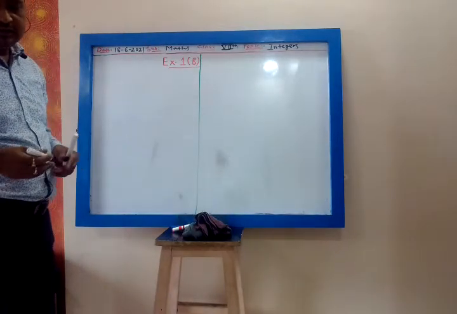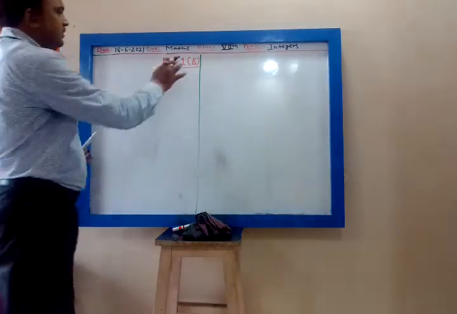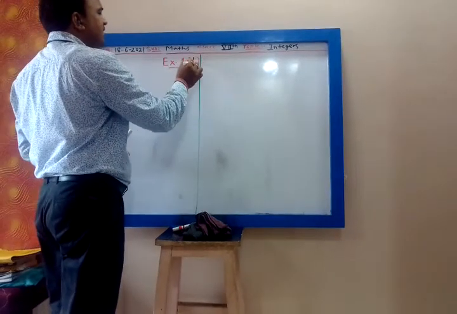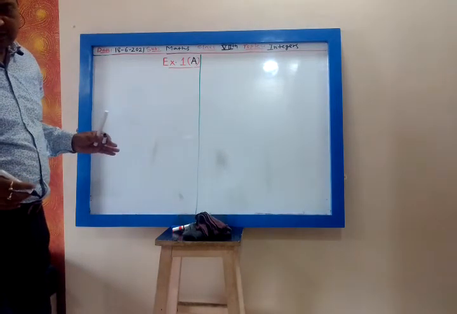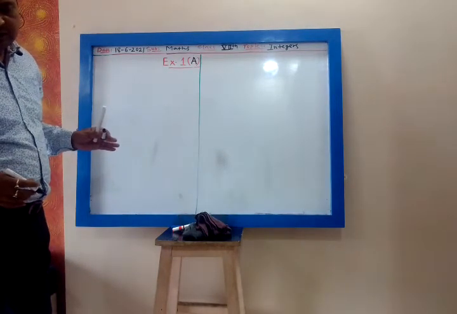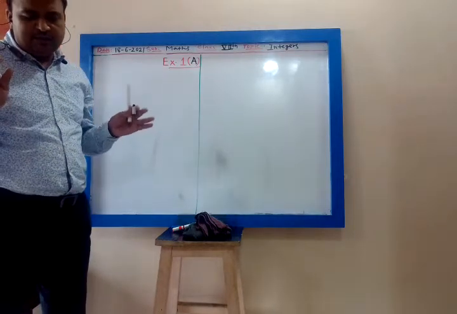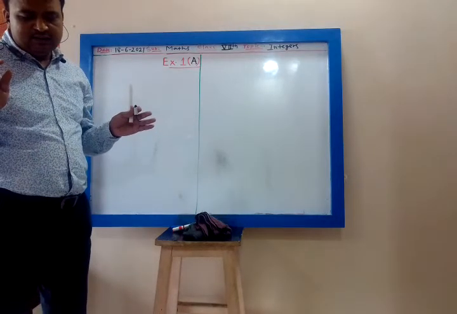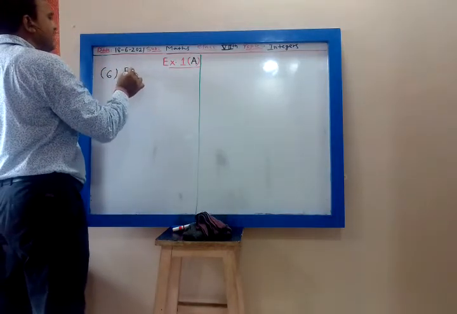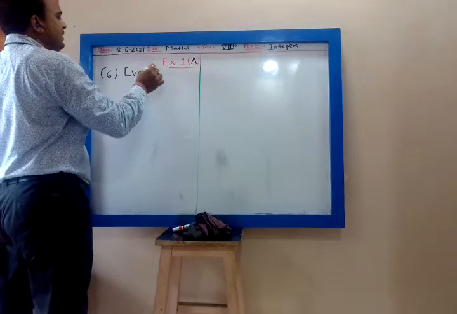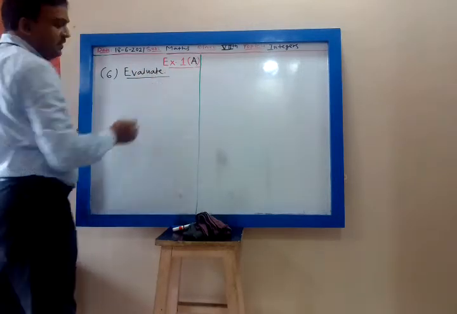1A, sorry, 1A, how much have we done? We have done question number 6. Write down question number 6, evaluate.